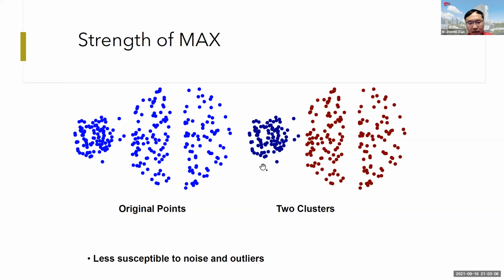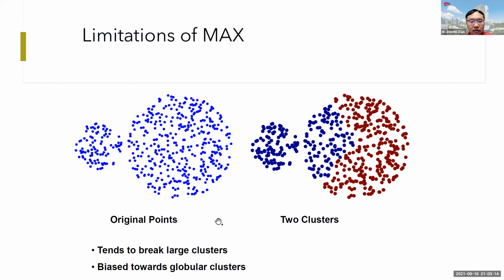The strength of using the complete link is that it makes hierarchical clustering less susceptible to noise and outliers. Which means that if original points have different sizes, they are able to be split into two. Yet its limitations include that it tends to break large clusters. For example, if you have two clusters with different sizes, it is quite likely you're going to produce two clusters with one breaking another.